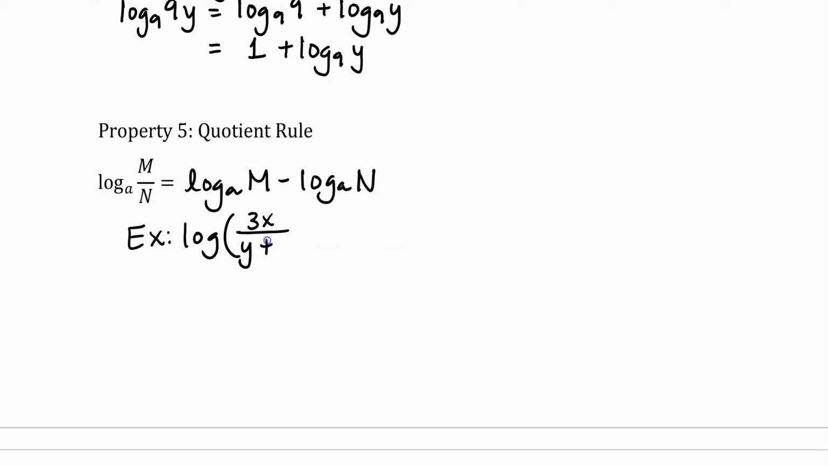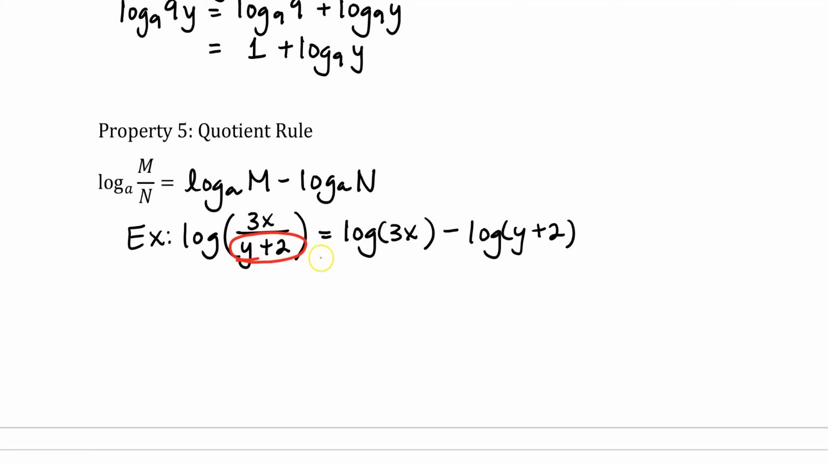So an example of that, let's say that we have log of 3x divided by (y plus 2). That's a quotient on the inside of our logarithm. We can separate that into log of the numerator and then subtract log of the denominator. Whenever you're using the quotient rule, make sure that whatever was in the denominator is in the log that is being subtracted, because subtraction is not commutative. It matters what order you do subtraction in.